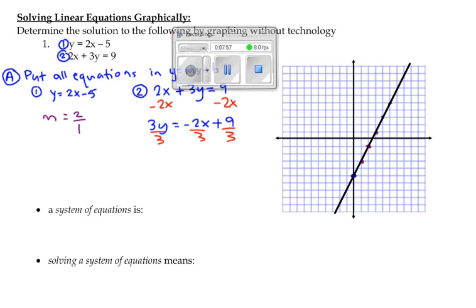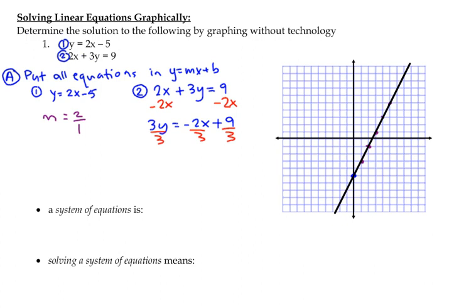Okay. So that gives us y equals negative 2/3 x plus 3. First thing we plot, 3, the y-intercept. And then our slope is negative 2 over 3. So down 2, right 3. There it is. Down 2, right 3.